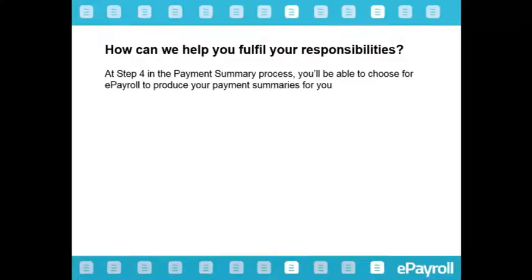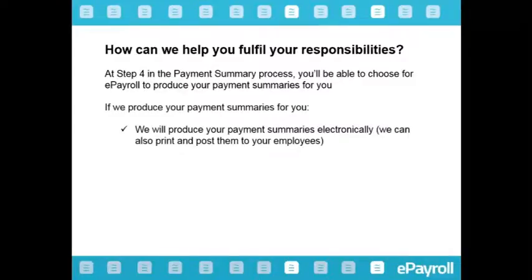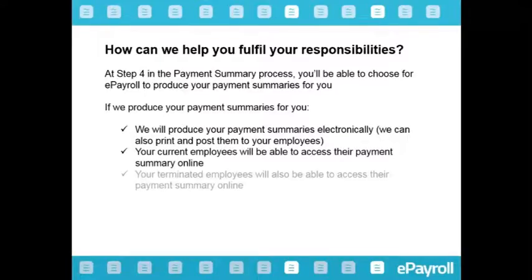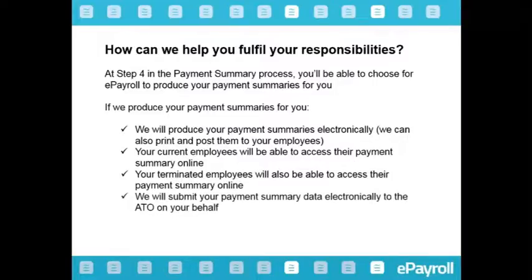At step four in the payment process, you'll be able to choose for ePayroll to produce your payment summaries for you. And if we do that, we'll produce your payment summaries electronically, and we can also print and post them to your employees directly if you would like. Your current employees will be able to access their payment summary online. Your terminated employees will also be able to access their payment summary online, and we will automatically submit your payment summary data electronically to the tax office on your behalf.